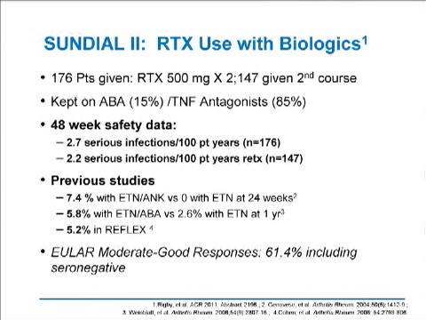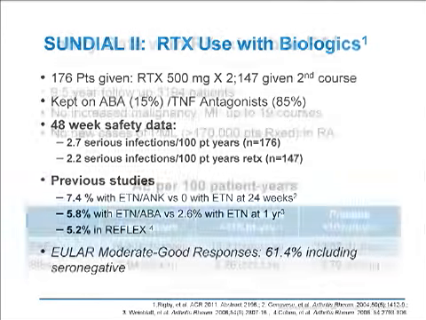Finally, EULAR moderate to good responses were seen in 61.4% of the patients entered in this trial, and this includes the seronegative patients as well. So in other words, if one had a take-home message from this trial, it shows that concurrent biologic use is safe. Not that anybody will ever be doing this, at least not until the data shows clear efficacy and long-term benefit. But I think the particular application of this is that individuals that are failing a TNF or abatacept or tocilizumab can probably be switched to rituximab without a waiting period.